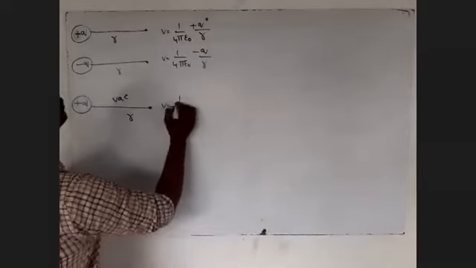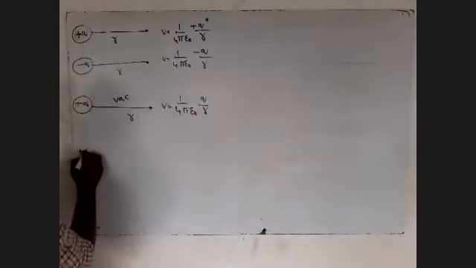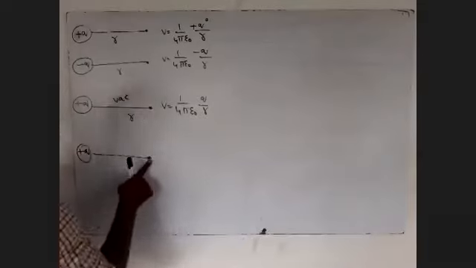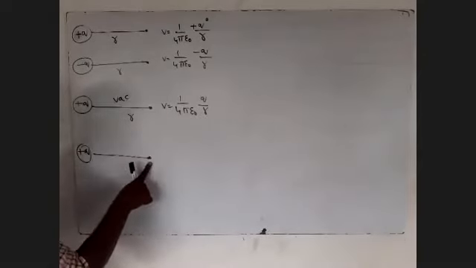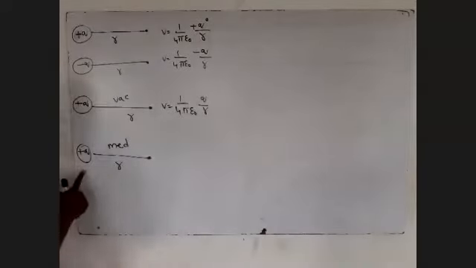V is equal to 1 by 4 pi epsilon naught, source charge by the distance between the two charges. Next, I'm taking this as a positive charge. This is a point, and at this point we have to find out the electric potential due to the charge. This is the medium between the source charge and the point charge.